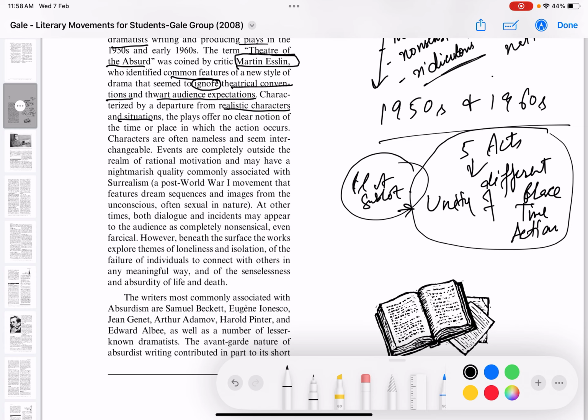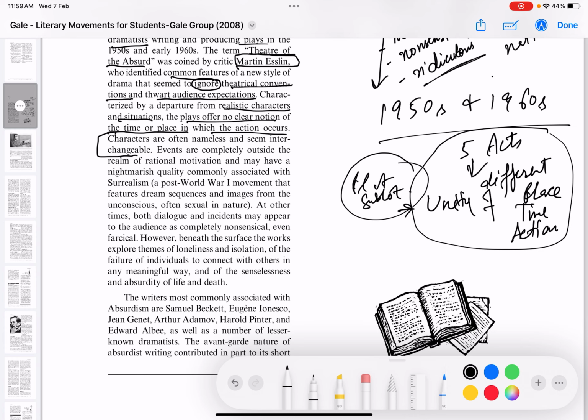in which the action occurs because they are not following any theatrical convention. So they are also ignoring the unity of action and unity of time, and of course unity of place. Characters are often nameless and seem interchangeable. So they are nameless characters. They are not given any names.